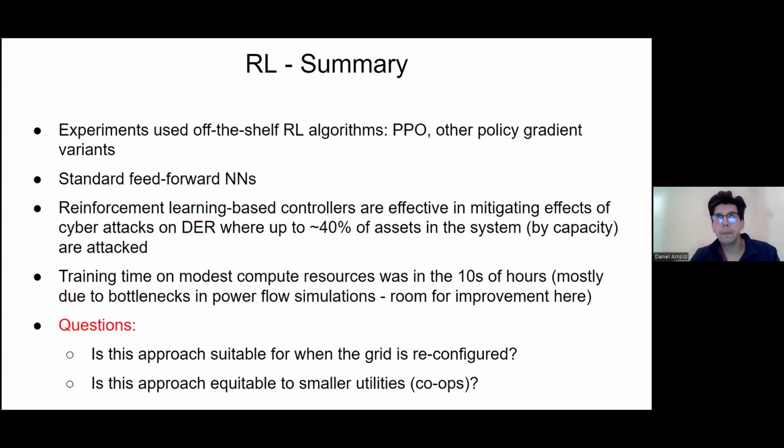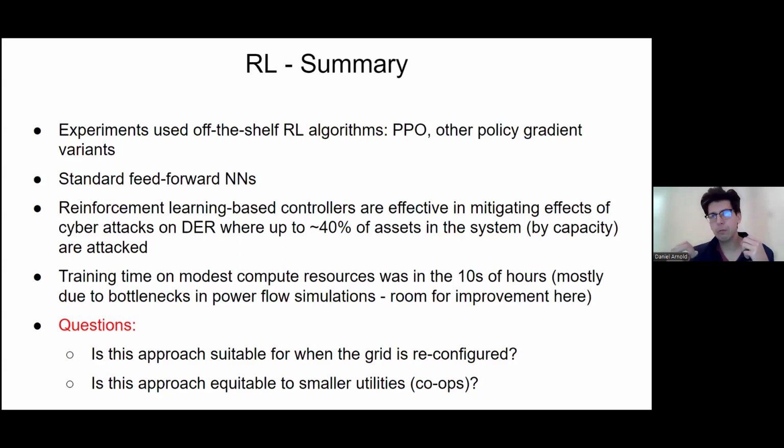One of the drawbacks of the RL approach was the need for, I would say, modest compute resources. We're talking in the tens of hours to train these things. And this is mostly due to bottlenecks in the power flow simulator introduced by OpenDSS. There's a lot of room for improvement here, but it's unlikely that utilities are going to suddenly adopt an AI/ML compliant, highly parallelizable power flow solver that would really speed the training up. But that's really where the gains could be had in improving the training time.